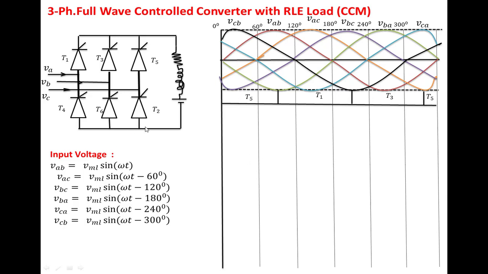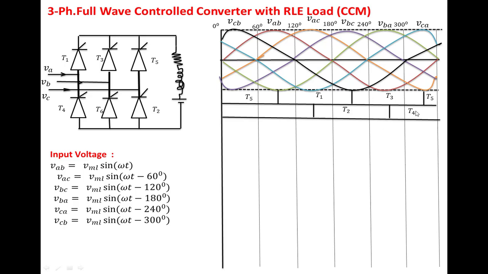Next, one more point is that the delay angle between any two successive SCRs is 60 degrees. For example, from T1 to T2, the delay angle is 60 degrees. So T1 is on at this point, 90 degrees, and T2 has to be on at this point, that is 150 degrees. These are the negative group of SCRs. So from this point to this point, T2 is conducting.